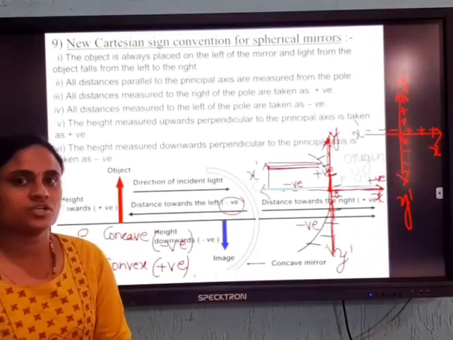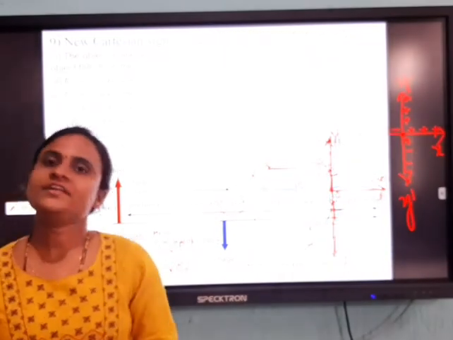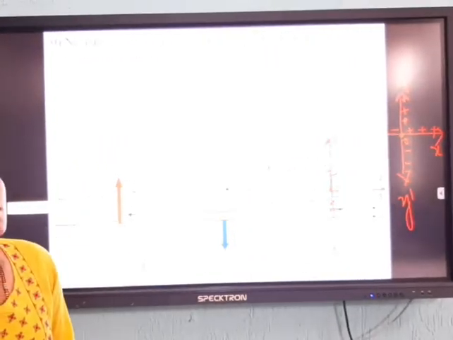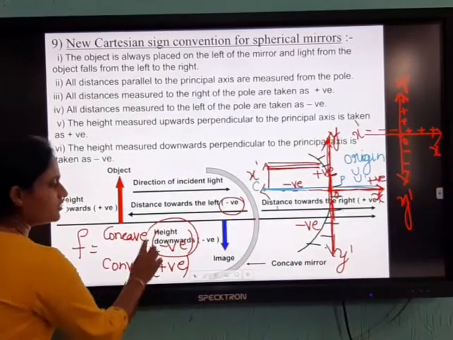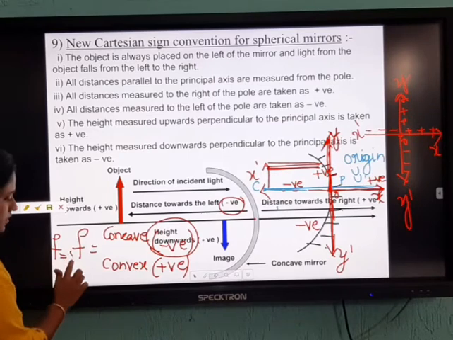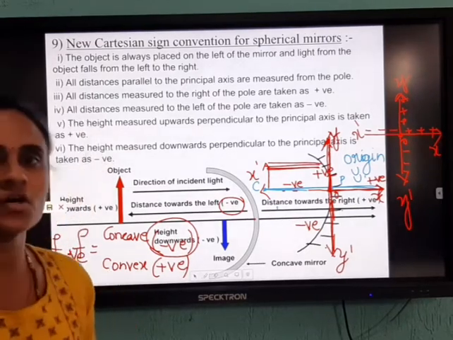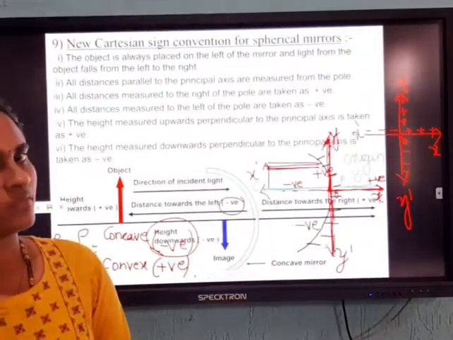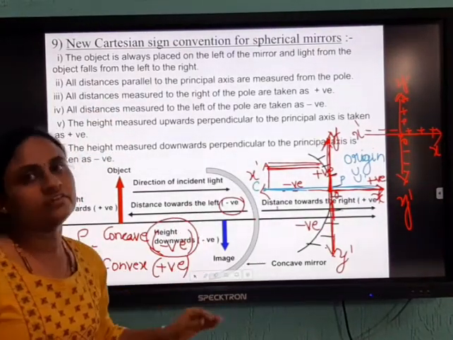These signs you have to remember, because in the problem they will not tell you whether it is in a positive direction or a negative direction. They will give you an object placed in front of a concave mirror with a focal length of some 10 centimeter. So concave mirror means you have to understand the f value will always be negative. Clear? If you know these rules, you will not have confusion when you are solving the problems.